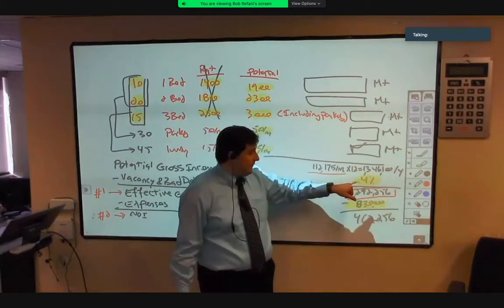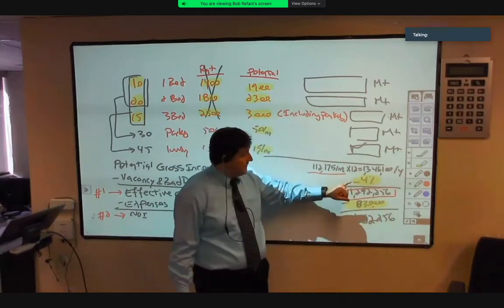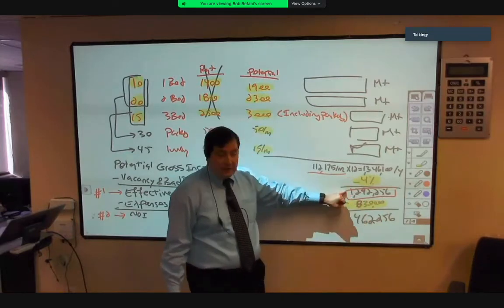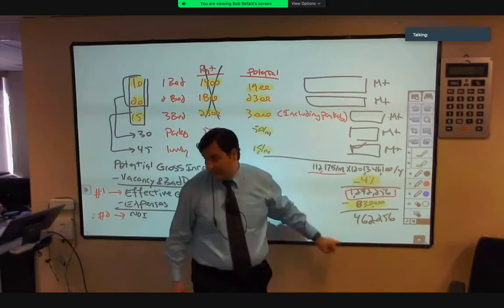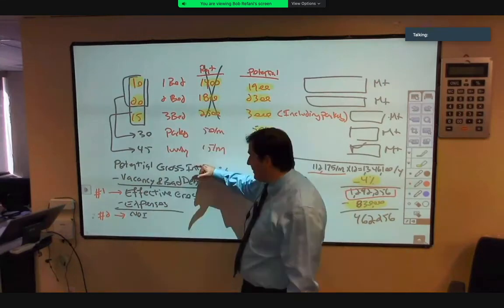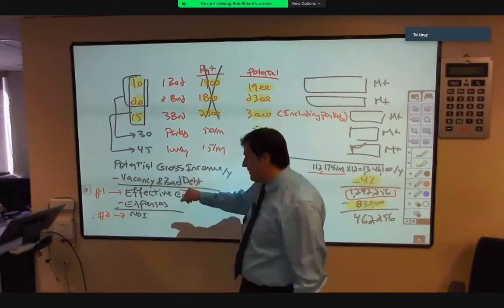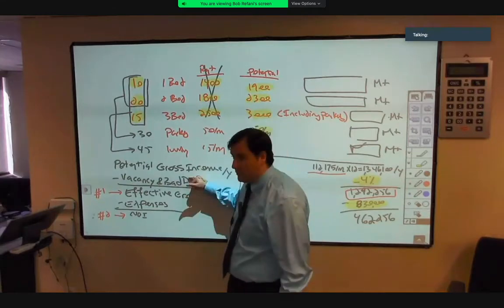Then they're going to give you the vacancy, 4%. So you have to minus that, and that's your first question. What is the effective gross income? So after getting the potential, minus vacancy and bad debt, it's going to give you the effective gross. They're going to give you this 4%.